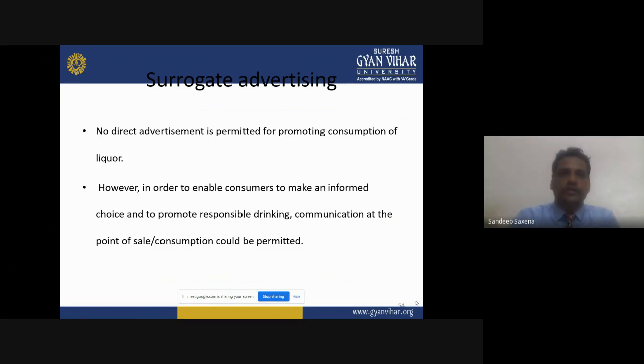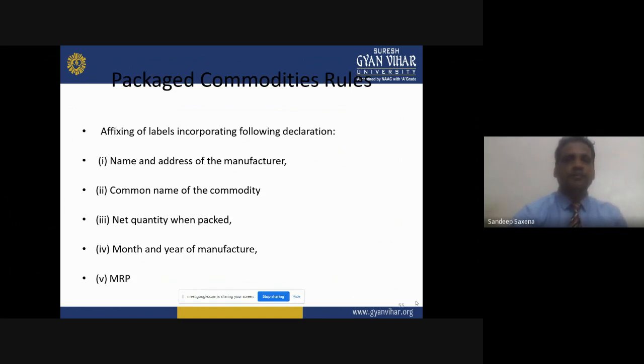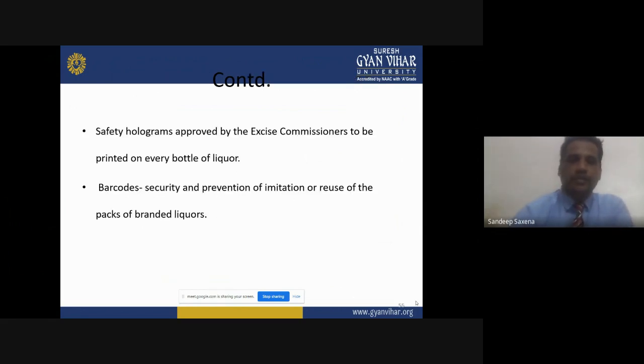Surrogate advertising: no direct advertising is permitted for promoting consumption of liquor. However, in order to enable consumers to make an informed choice and to promote responsible drinking, communication at the point of sale consumption could be permitted. Package commitment rules: name and address of the manufacturer, common name of the commodity, net quantity when packed, and the month and year of manufacture and the MRP.